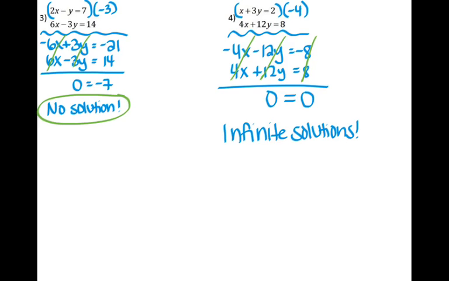So if you end up with a false statement like we did with number 3, then that is no solution. If you end up with a true statement like you had for number 4 where 0 equals 0, or you had like 5 equals 5, then that's going to be infinite solutions.